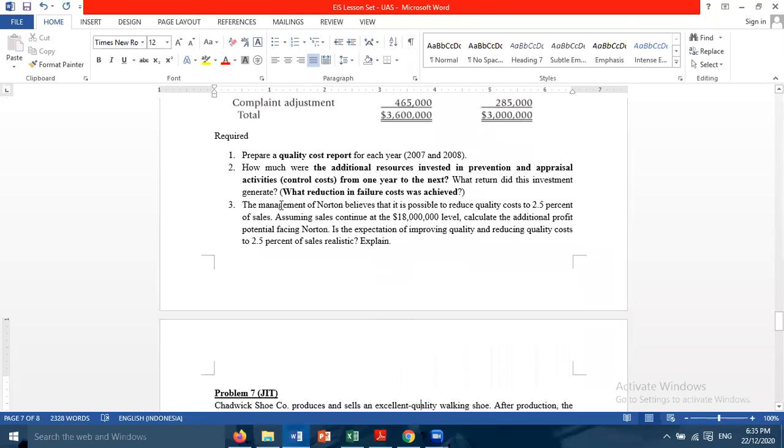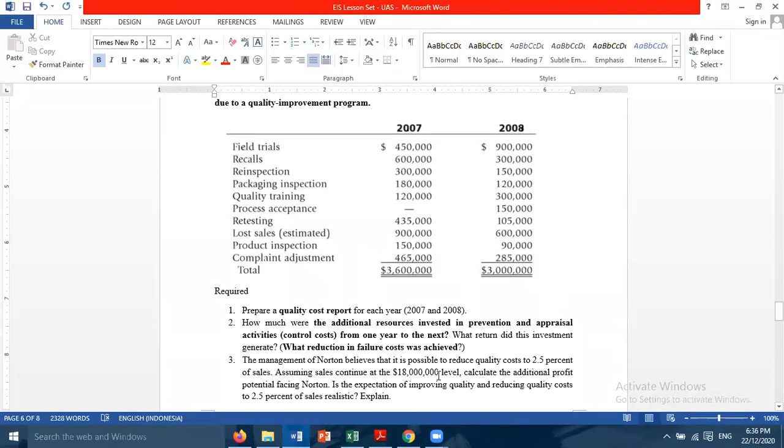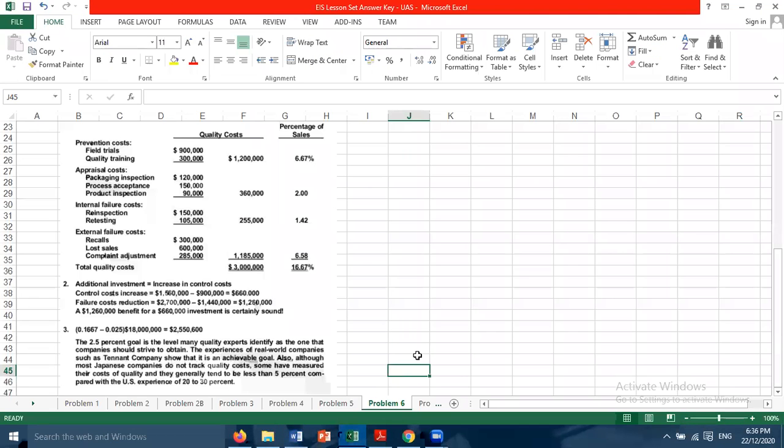Next, we go to number 3. The management of Norton believes that it is possible to reduce quality cost to 2.5% of sales. Assuming sales continue at the $18 million level, calculate the additional profit potential facing Norton. Is the expectation of improving quality and reducing quality costs to 2.5% of sales realistic? Okay, so here, all we need to do is find the amount if the quality cost is only 2.5% of sales.